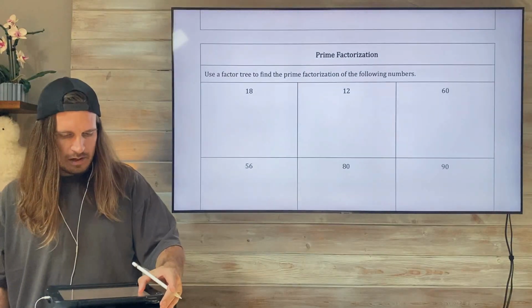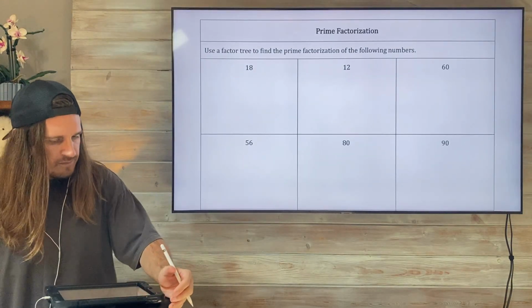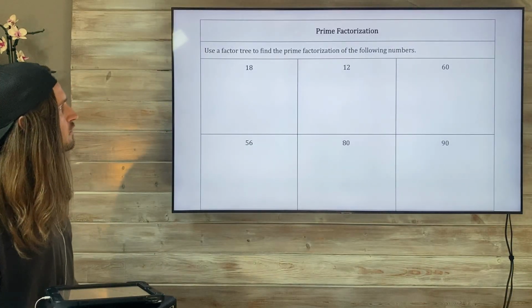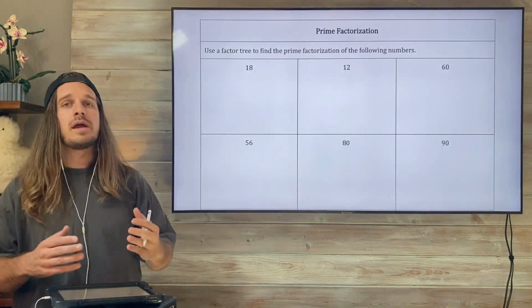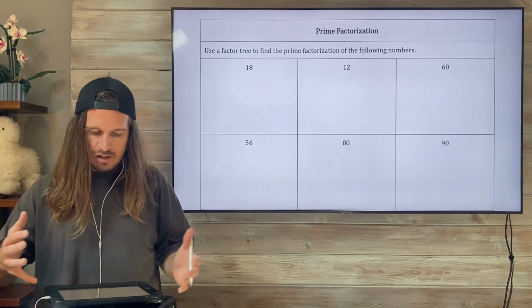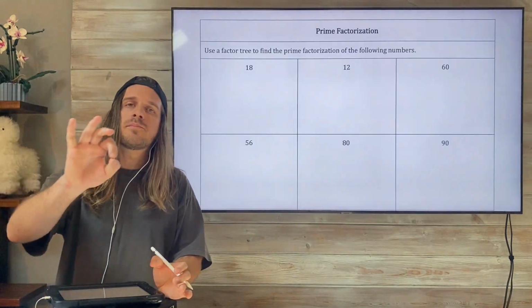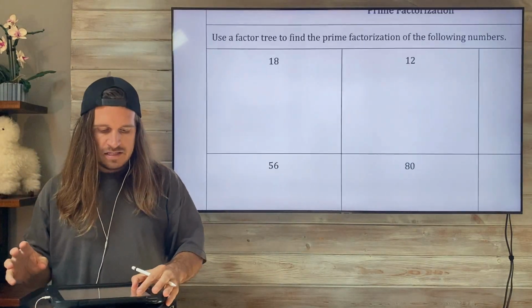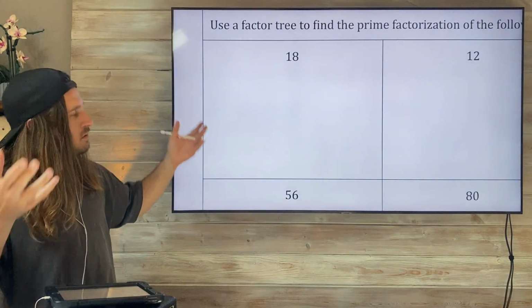All right, here we go. Let's get into it, now we're going to actually do some math here. Prime factorization. Use a factor tree to find the prime factorization of the following numbers. So we're going to break apart a number. All of these are going to be composite numbers, and we're going to break them down into their prime pieces, right? Basically the prime numbers that build up these numbers.